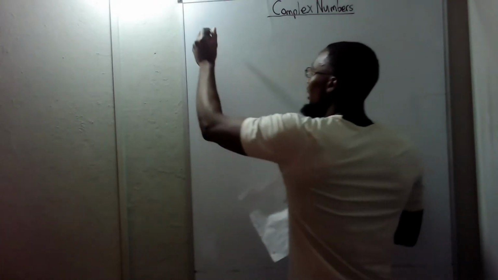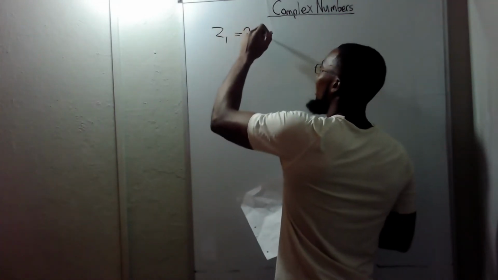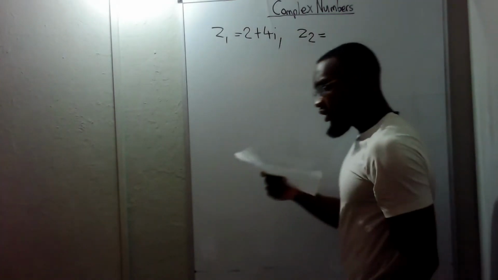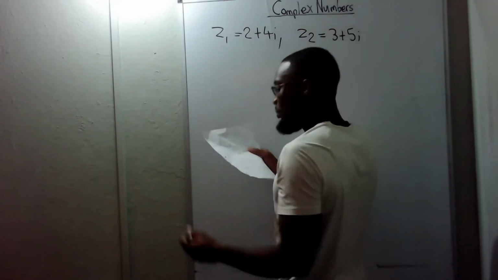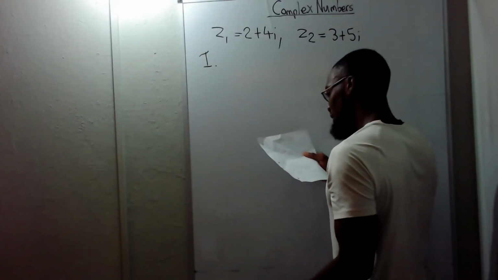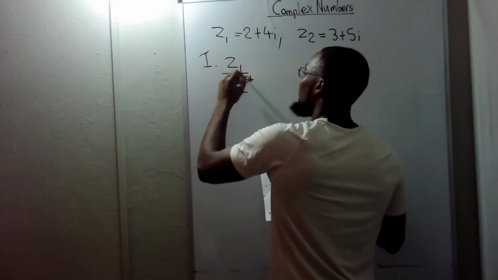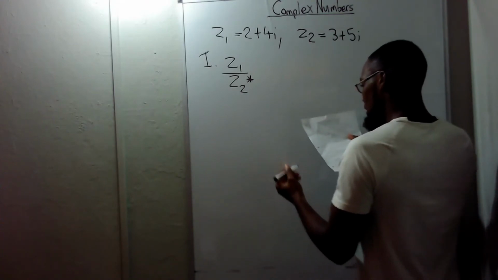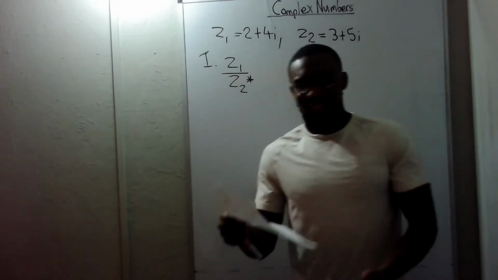So here we have Z1 is 2 plus 4i, and Z2 is equal to 3 plus 5i. And part 1 says we're supposed to evaluate Z1 over Z2 star. That's the only thing it asks for. So we need to work out Z1 over Z2 star.